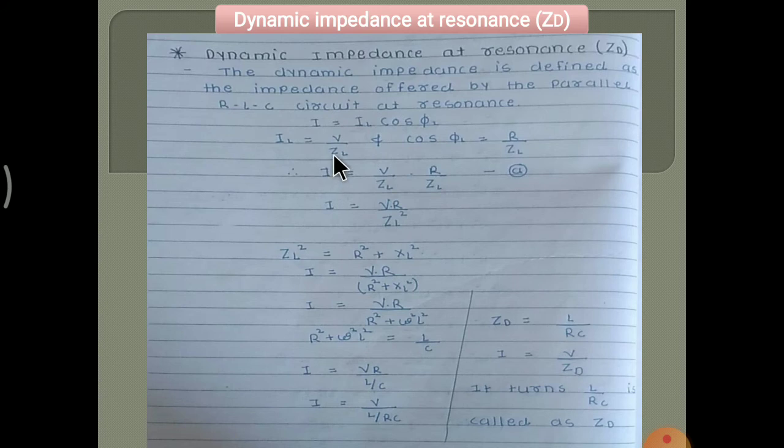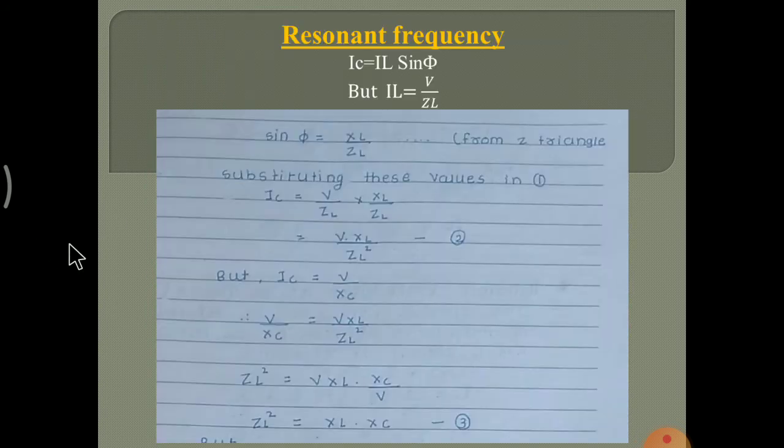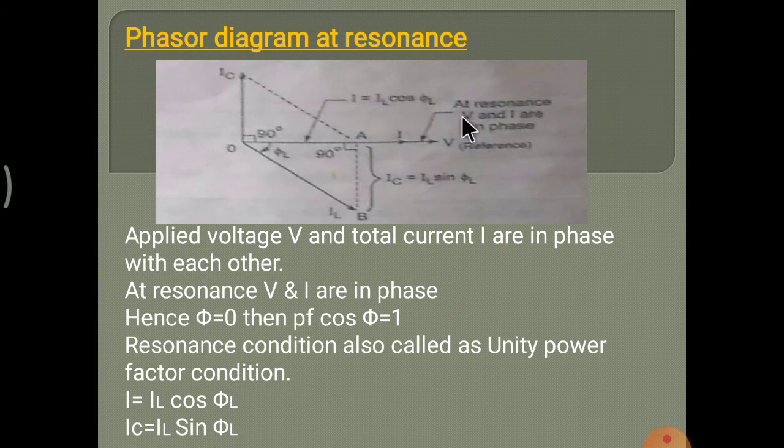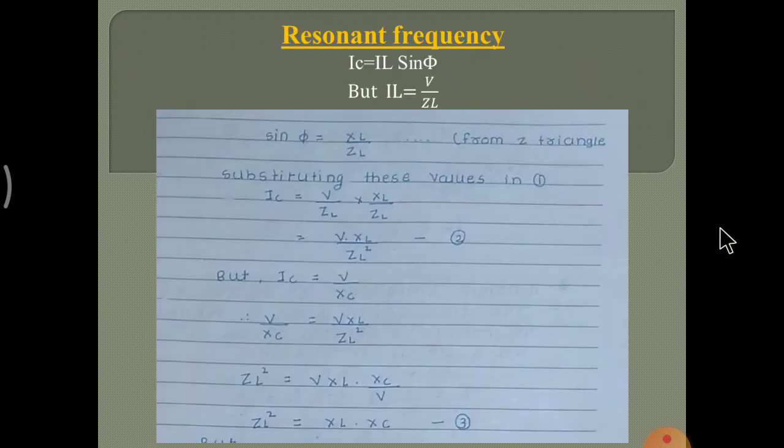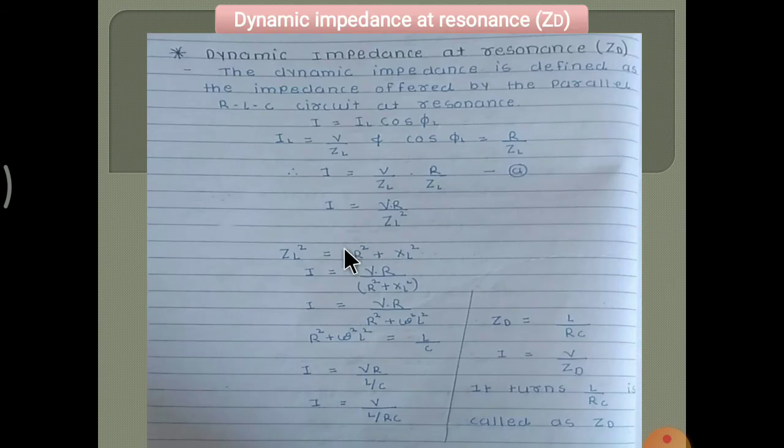Then the derivation or expression for dynamic impedance: I is equal to IL cos phi L, which we get from the phasor diagram. Then IL is equal to V upon ZL and cos phi L is equal to R upon ZL. Put both values in equation 1. In place of IL put V upon ZL, and in place of cos phi L put R upon ZL. So we get I is equal to V into R upon ZL square.